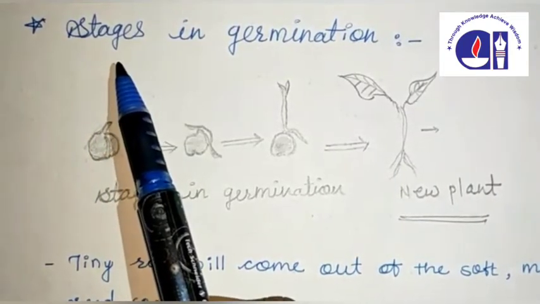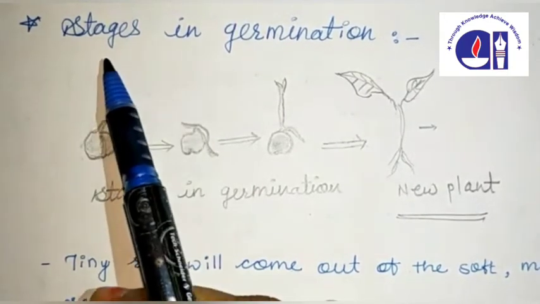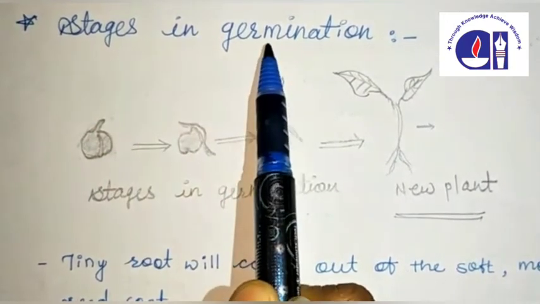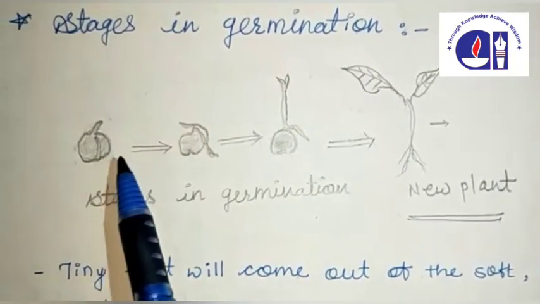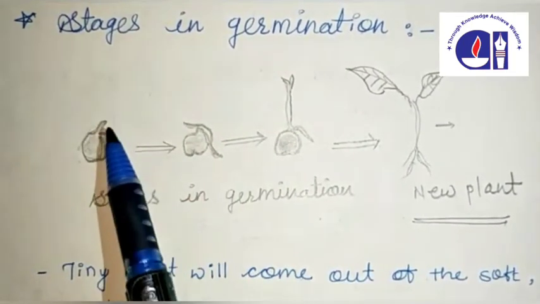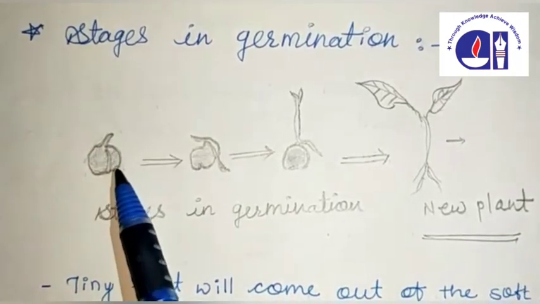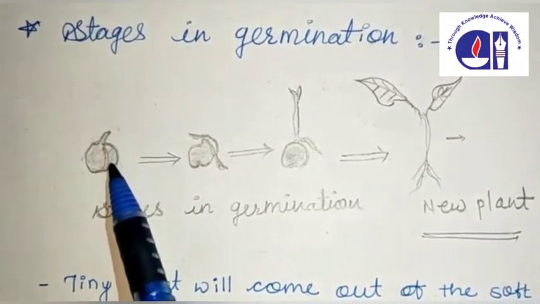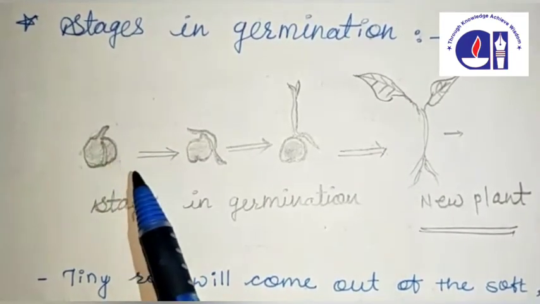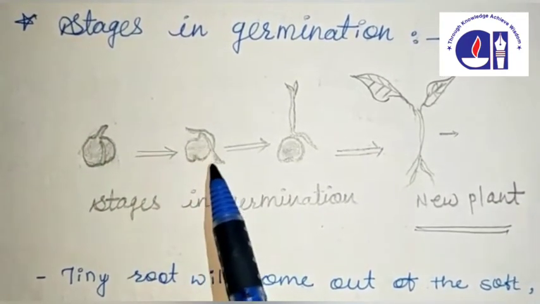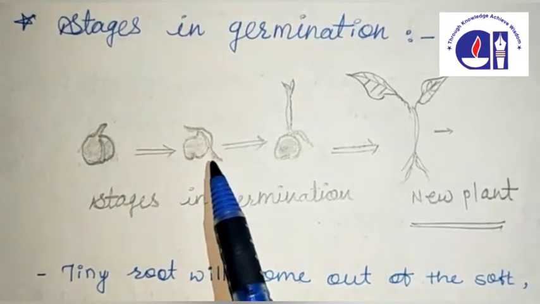So what did we learn today, students? See, the stages in germination. In short, we will see once again. What are the stages in germination? When we grow the seed, because we are giving water to it, the seed coat becomes soft and the root starts to grow.